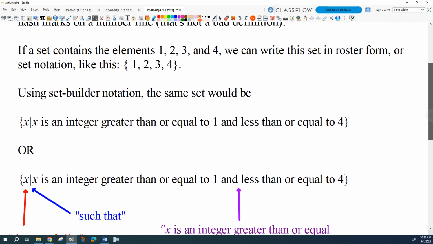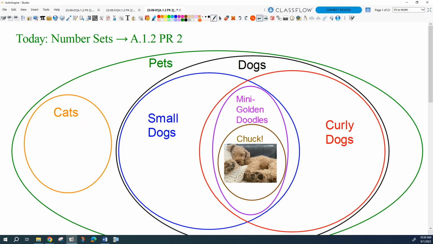Here's a couple ways that we can write sets. So we're going to take this one set and we're going to write it two ways. The set right here contains the elements 1, 2, 3, and 4. What are elements? They're the things inside a set. Anything that's in a set is an element of that set. In this case, the elements are numbers. In this case, the elements were pets, dogs maybe, right?